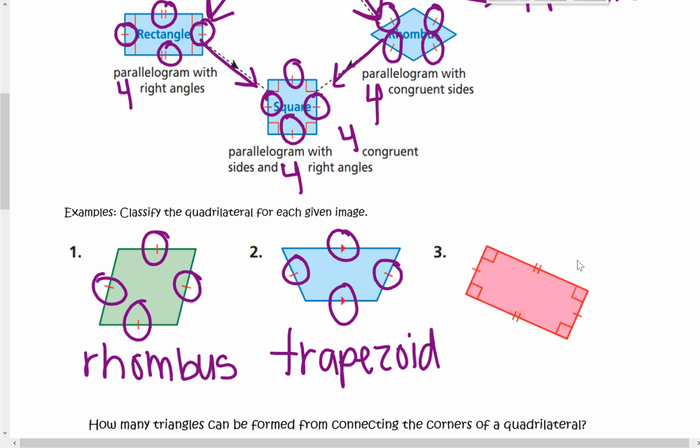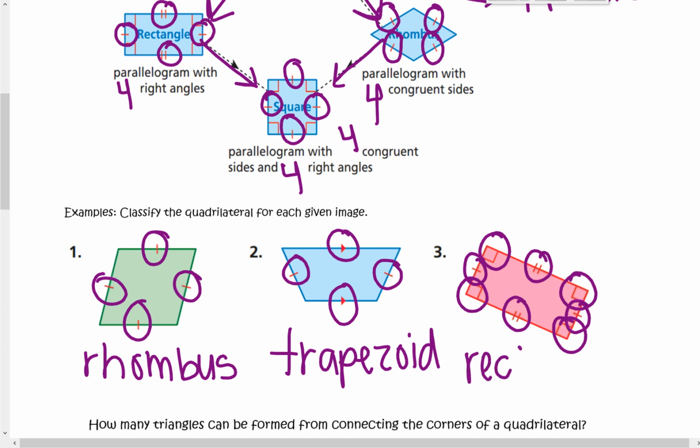Right. Last but not least, we have a shape here where the top is congruent to the bottom and one side is congruent to the other side. All angles in the corner are 90 degrees. This one should be pretty easy to name. This would be a rectangle. We've seen these before.